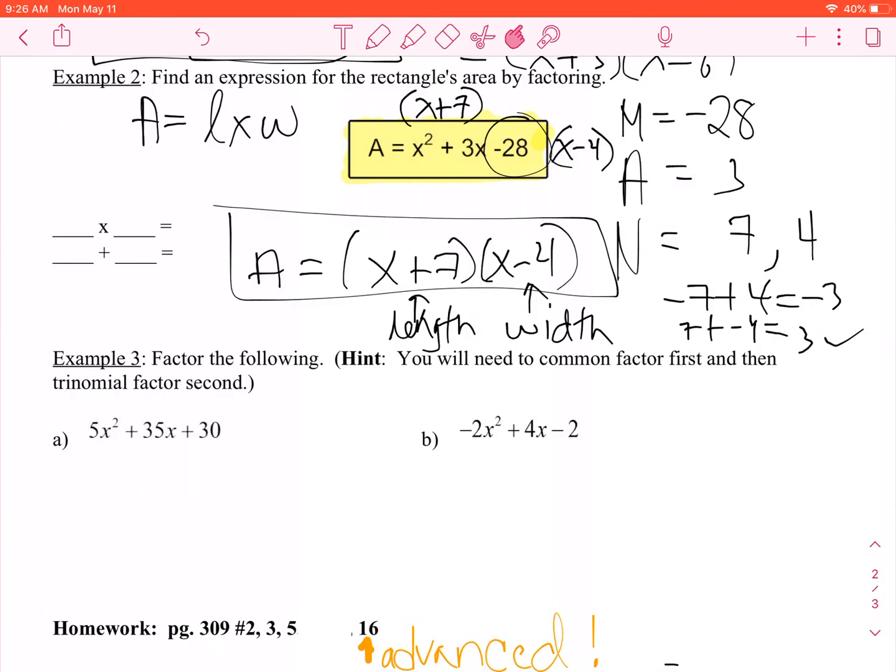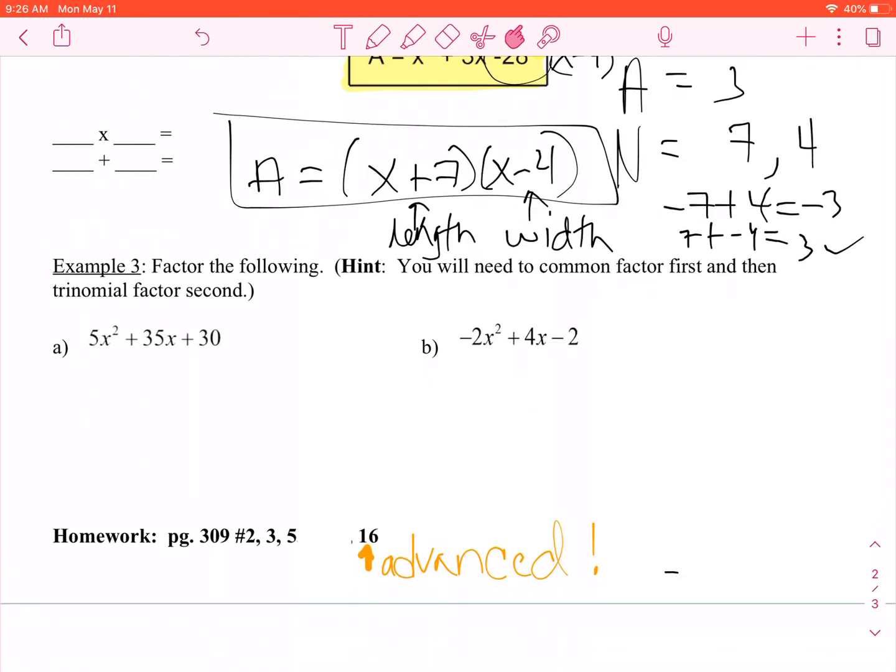Okay, that's pretty much the essence of 7.4. There is an advanced version for example 3. Given our quarantine season, what's more important is that you can do questions like 2 to 5. However, if you want to challenge yourself a bit, I'm going to go through example 3. If you want to just watch how I do it, no problem. But if you have the time and you want to give number 16 a shot, by all means.